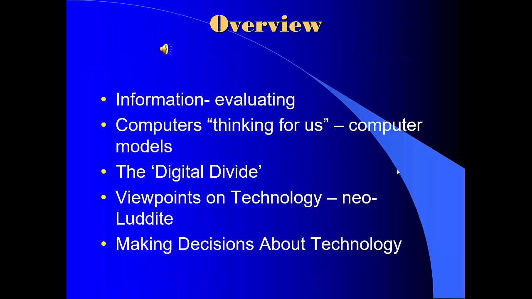So we're going to talk about the idea of information and knowledge, and judgment of it. We'll talk about evaluating technology, computers and community issues, the issue of what's called the digital divide, computers for thinking and computer modeling, evaluation of the impact of the digital divide, different viewpoints on technology, and making decisions about technology. As part of that, we'll talk about what Neo-Ludditism or a Neo-Luddite is. And finally, some final words on making decisions about technology.